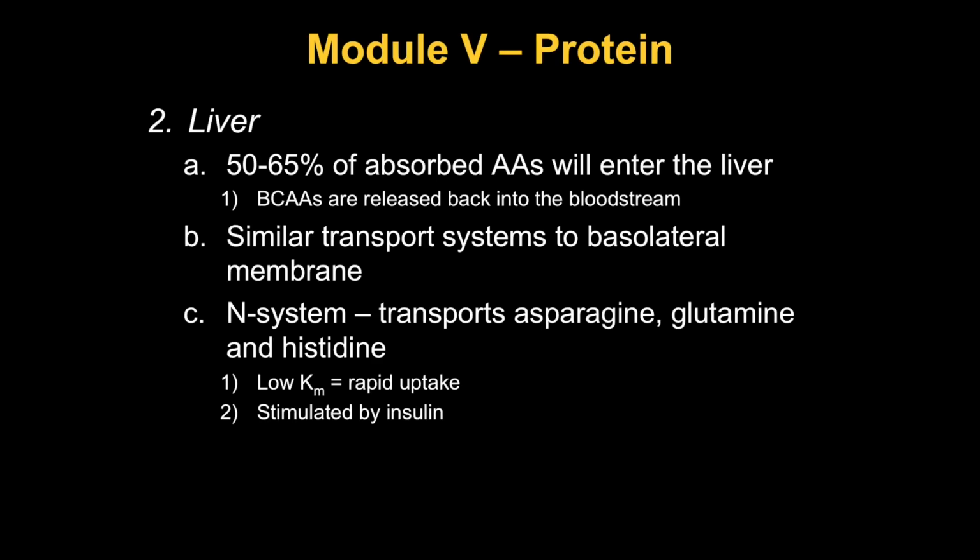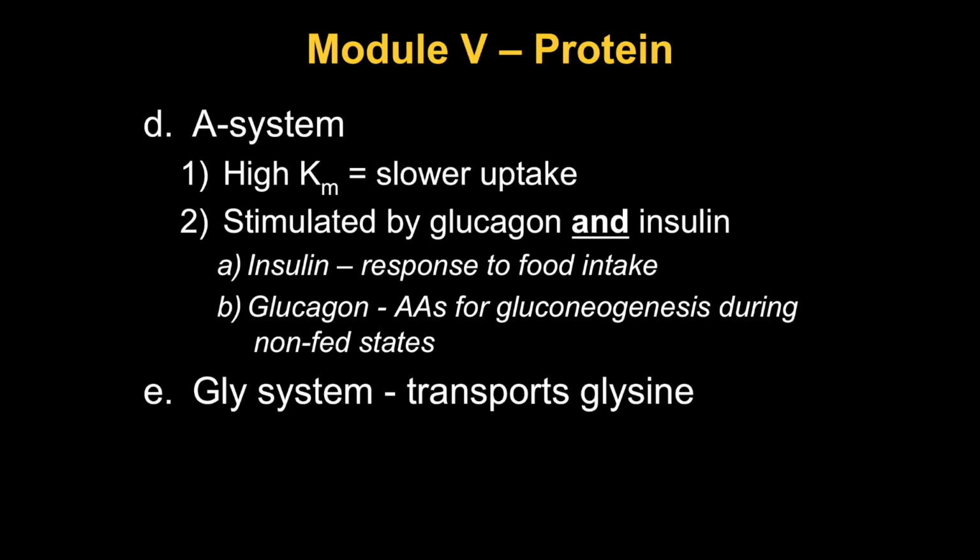They're going to have similar transport systems to the basolateral membrane. So in other words, to internalize them and also to release them, you have to have, again, these very specific transport systems for each of the amino acids. Here are some of those systems: the A system, the glycine system. Again, very specific for amino acids.